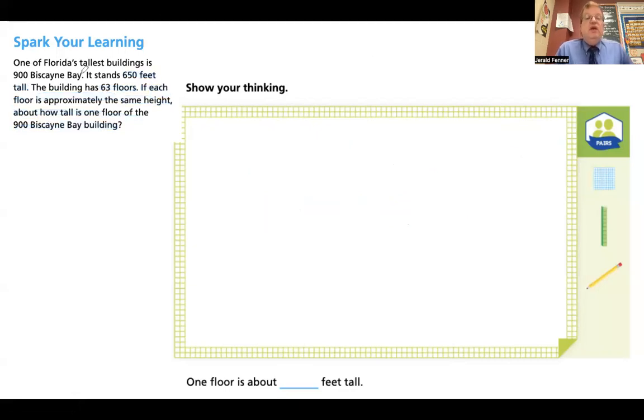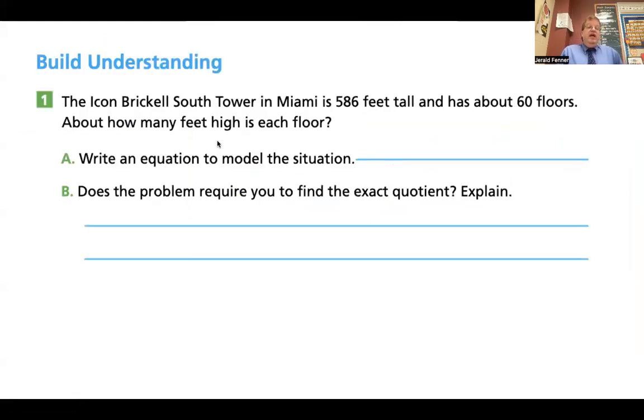Okay, so we're going to move on to the actual pages within this. And it says the Icon Brickell South Tower in Miami is 586 feet tall and has about 60 floors. About how many feet high is each floor? So once again, we have to identify what is the question. And once again, we see the word about, how many feet high is each floor. A very similar question.